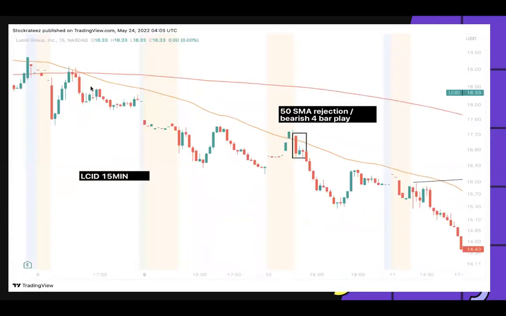Okay, another example. Okay, we're below both the 200 and the 50. So what do we look for? Pull back to the 50, right? So what do we get here? We get a 4-bar play. 1, 2, 3. Fourth bar gets us in the trade. And then the rest is history. That's a 15-minute chart, by the way.